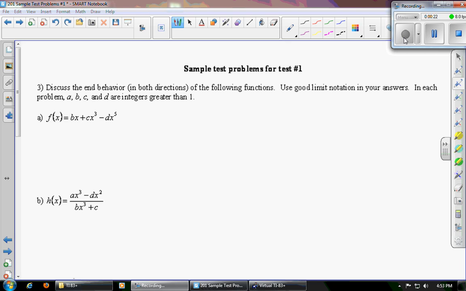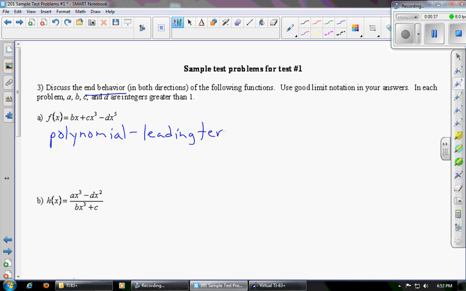So first thing to do is recognize the kind of function this is, and this is a polynomial. And we know that the end behavior of polynomials is dictated by the leading term. That is to say, the term that has the highest power of x in it. And so the leading term in this case is dx to the fifth. But if you actually write that, you're going to get your answers wrong. We need to make sure we include that negative sign. Leading term is actually negative dx to the fifth.